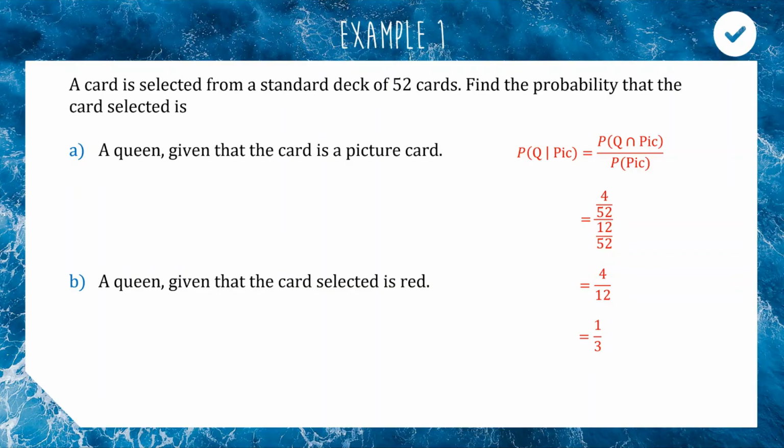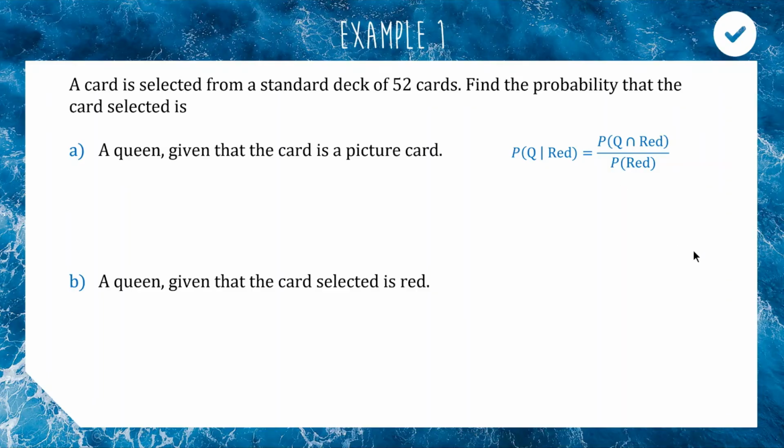All right, for the next one, the probability that we get a queen, given that the card selected is red. So we're going to find the probability of queen given red. So we'll find the probability of it being a red queen, and then we'll divide by the probability of it being red. So think about in your deck of 52 cards, how many of them are red queens?